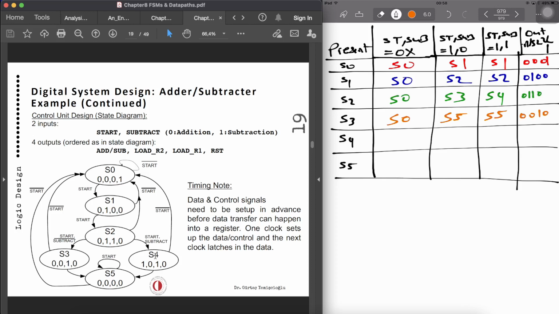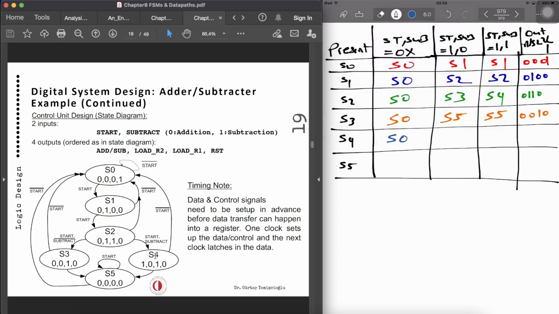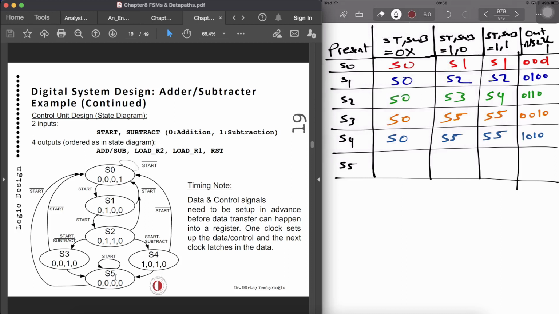Then when we are in S4, if the start is deasserted, it goes to S0. And when start is 1, it goes to S5, and then the output is 1010. And when we are in S5, if the start is deasserted, it goes back to S0. If start is 1, we just wait in S5, and the output is 0000. So we have got all the states.